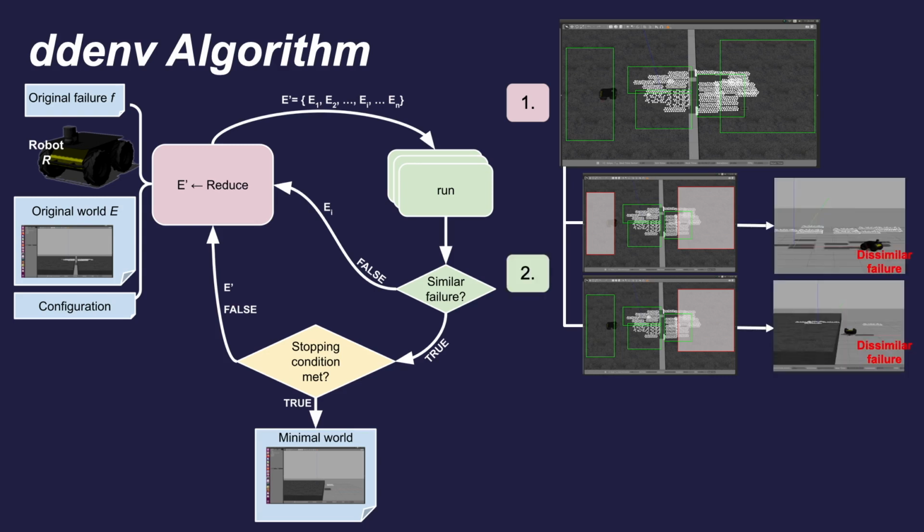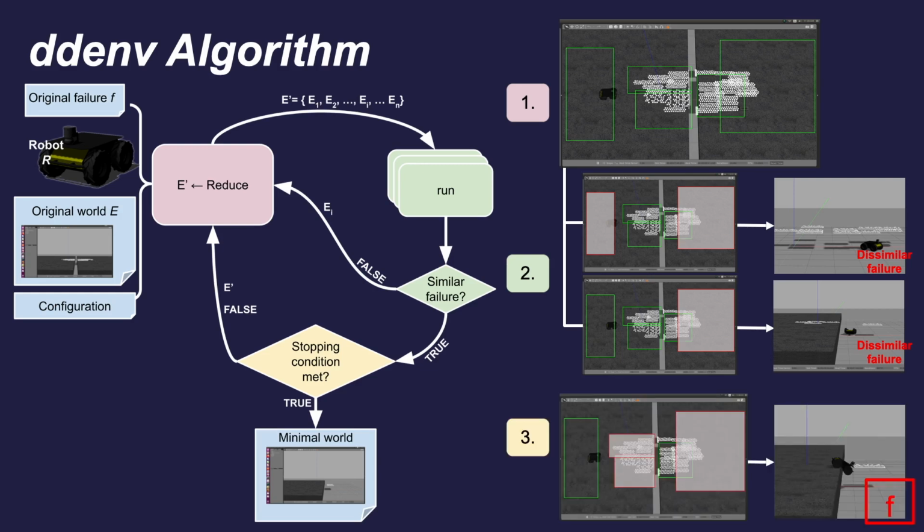The second step reruns the test on the set of sub-environments, using an oracle to check for similar failures. As we go, we partition with increasing granularity, performing a depth-first search for a minimal failure-inducing world. We arrive at a minimal failure-inducing world when all sub-environments of the subsequent partitioning have produced a result dissimilar to the original failure, and our partitioning size is equal to the number of elements in the world.